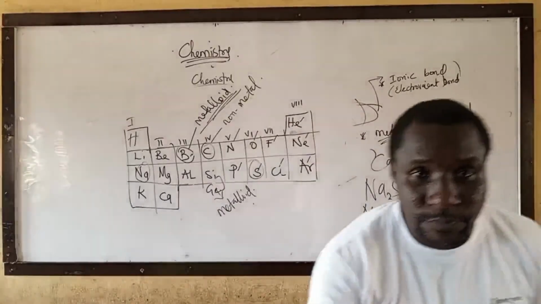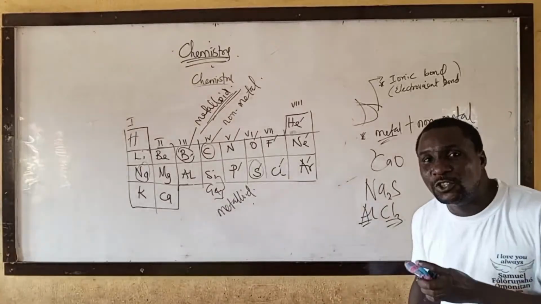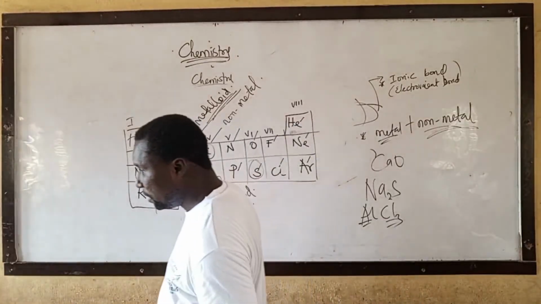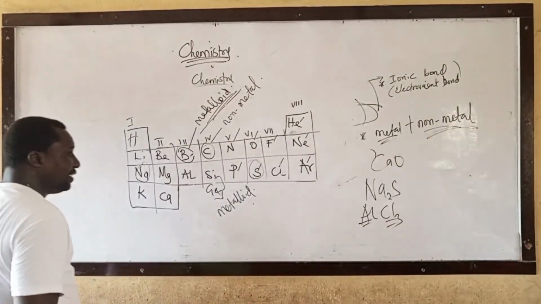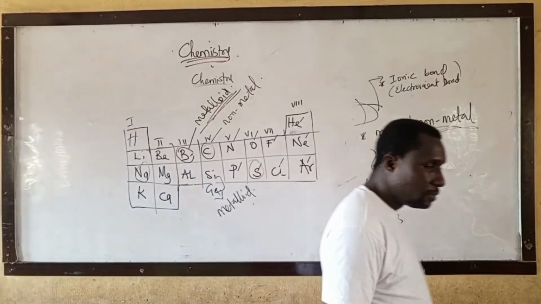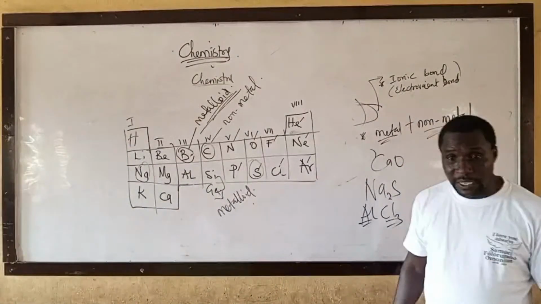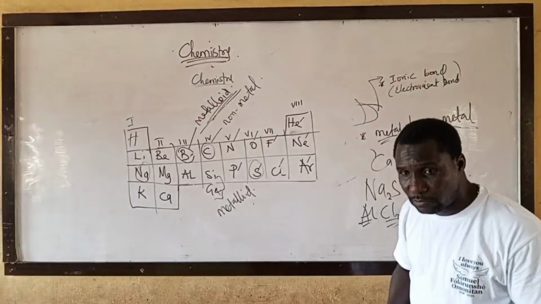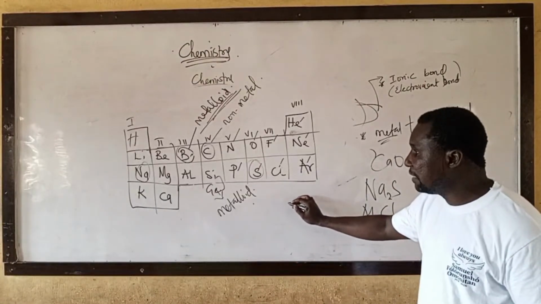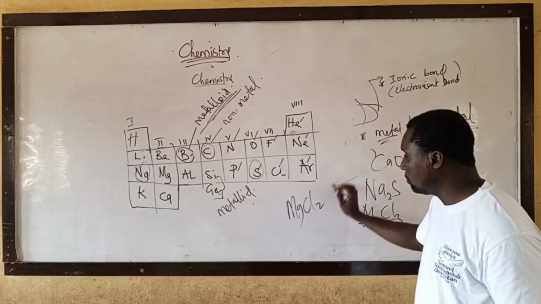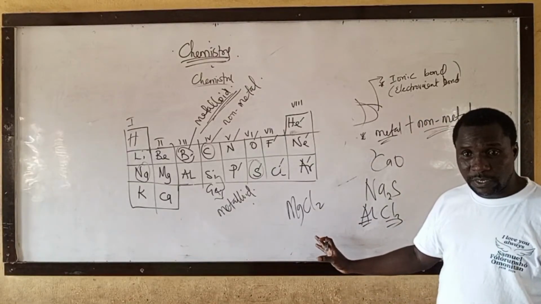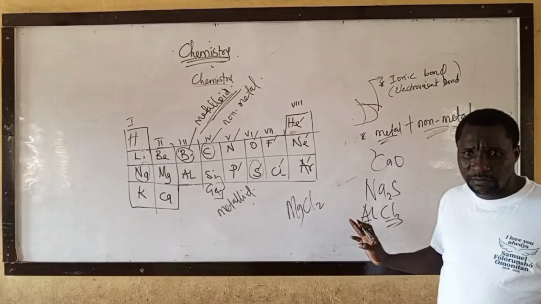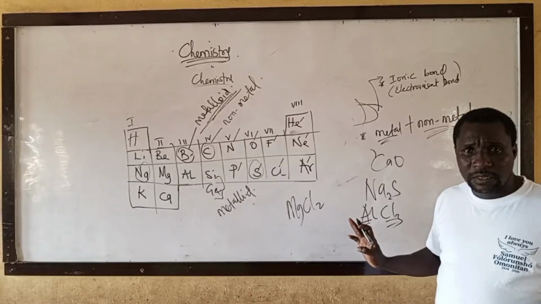Number one, ionic compounds are solid in physical state. Their physical state is solid. That means before they react, if you see an ionic compound, just know it's solid. If I write, for example, magnesium chloride, it's an ionic compound. What will be the physical state? Solid. They are solid.